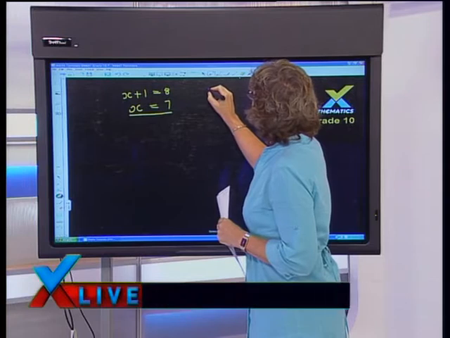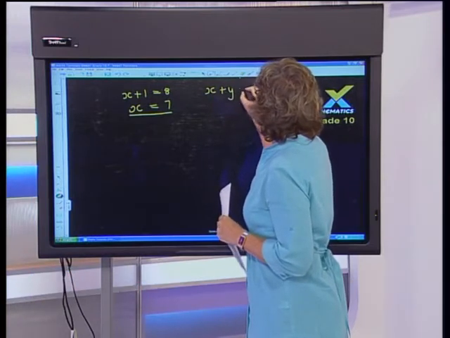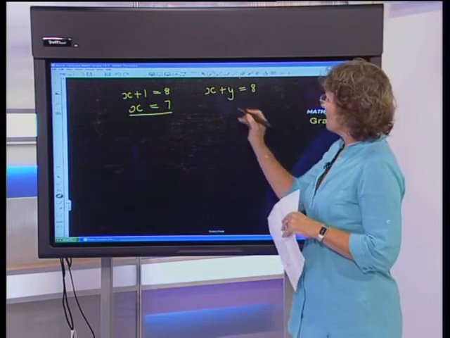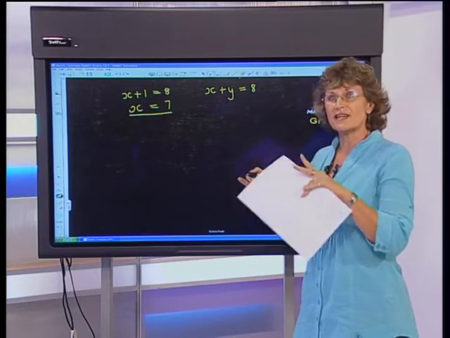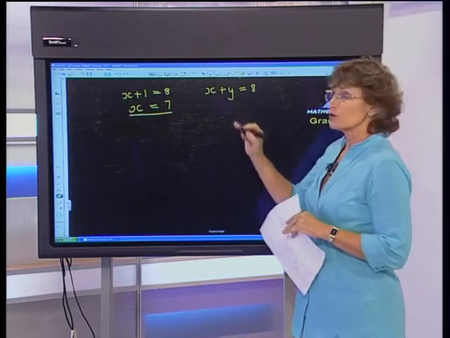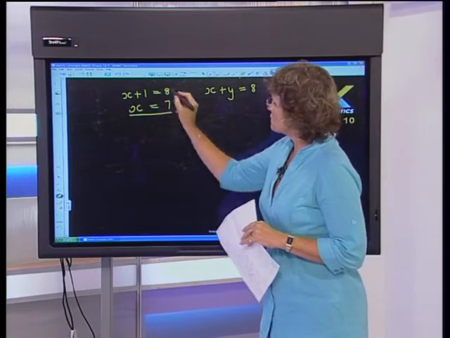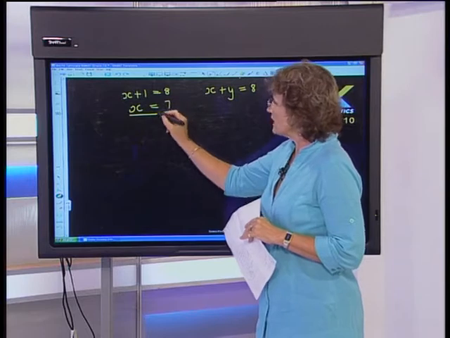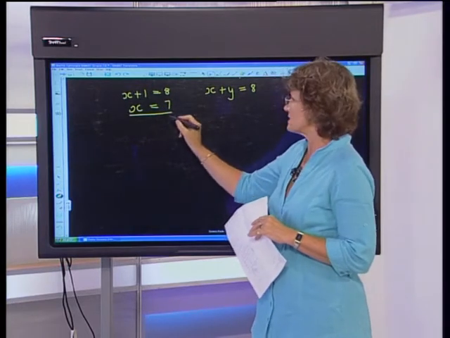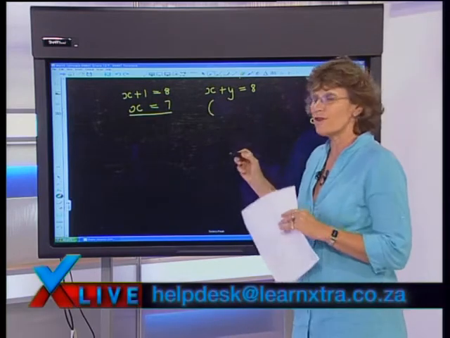Now, what happens if, however, I take something like x plus y is equal to 8? Now, can you see that now what I've done is I've introduced a second variable. It's still linear, but now I've got to solve for an x and a y. Now, can you see that where this one here had a unique solution, the only thing that made that equation true was a 7. Whereas here, can you see that you have a whole family of solutions?